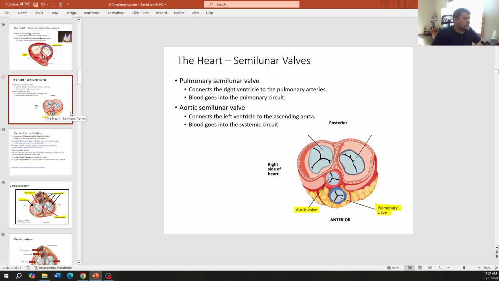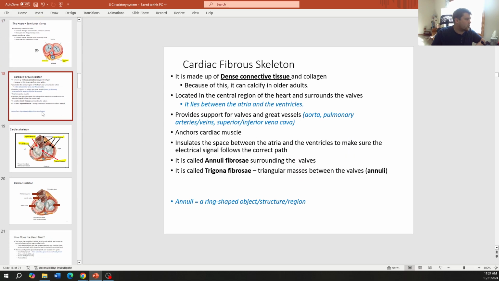Then we have the semilunar valves. We have the pulmonary semilunar valve and the aortic semilunar valve. Again, I don't really see the semilunar shape, but I'm sure somebody did. And if you cut it a certain way, I'm sure somebody sees it that way. So the pulmonary semilunar valve connects the right ventricle to the pulmonary arteries. So blood going into the pulmonary circuit. The aortic semilunar valve connects the left ventricle to that ascending aorta, which goes to the rest of the body, or the systemic circuit. And I'll go over the full flow of blood in another slide.